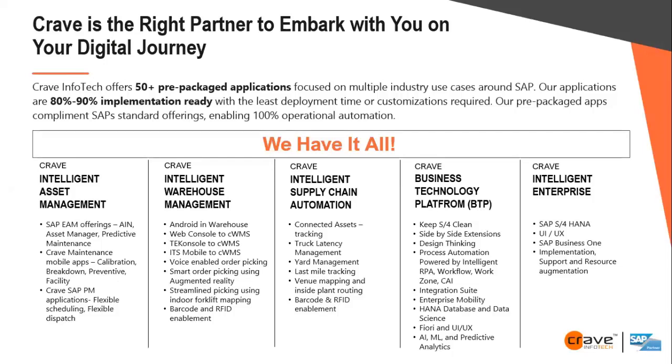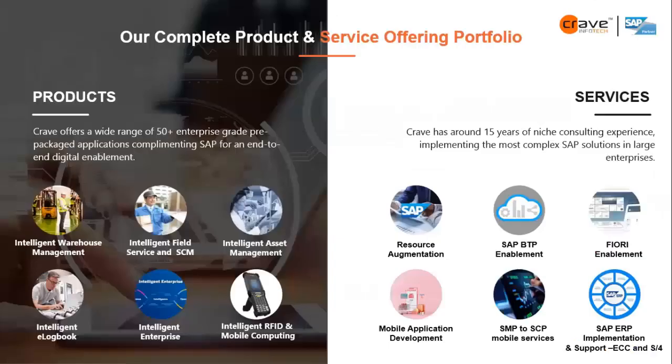One is the intelligent asset management, which we'll talk about more today. Then intelligent warehouse management and digital supply chain. Business technology platform, which I just covered a couple of slides back. And then intelligent enterprise, in which we work mainly in the SAP space. So we are a product company as well as a services company. In products, these are all the solutions we have, including IAM, digital supply chain, WMS, logbook, and so on.